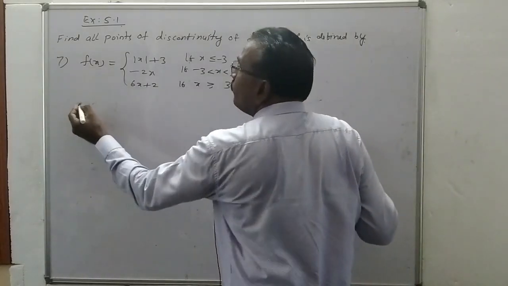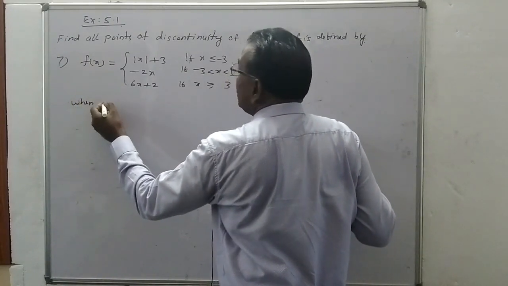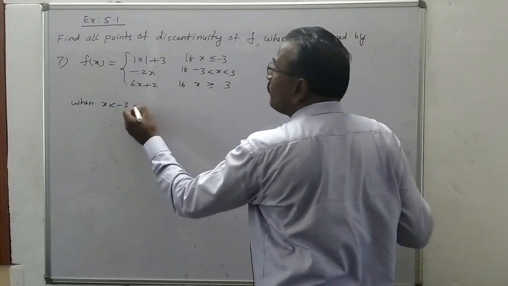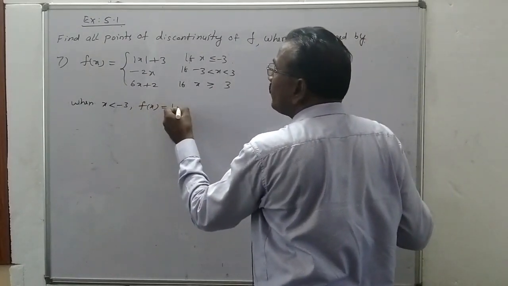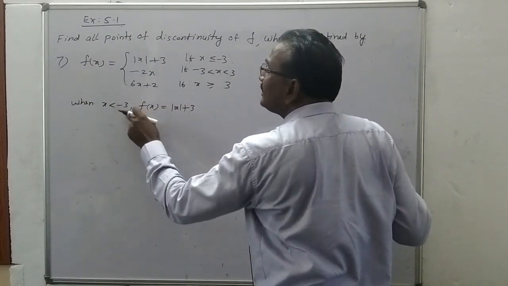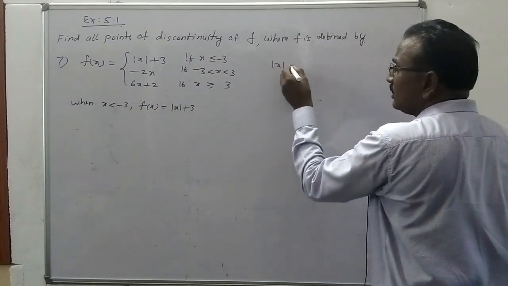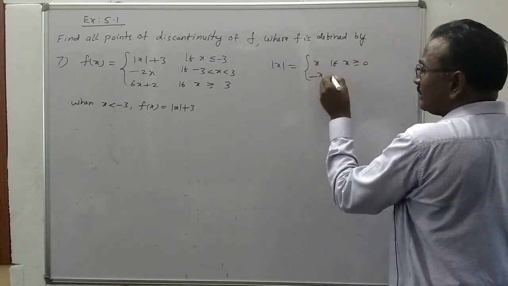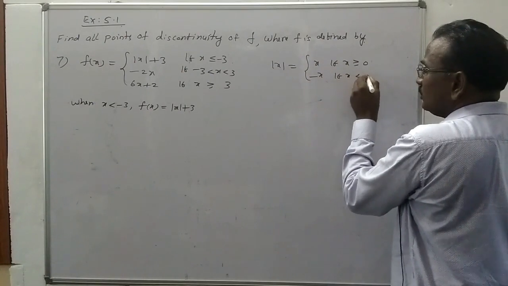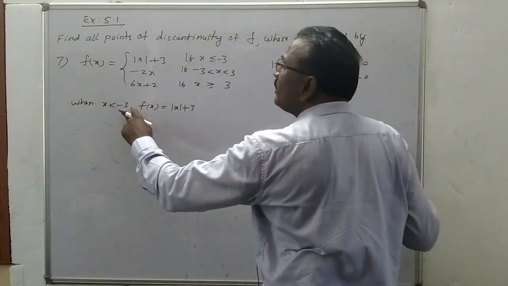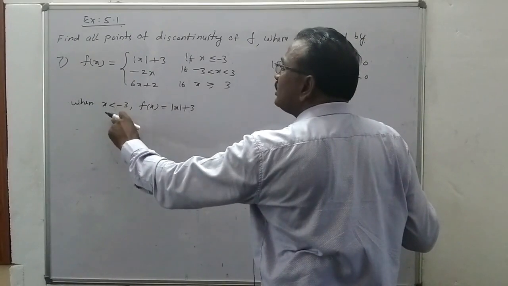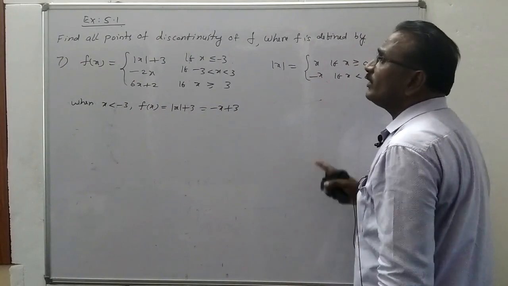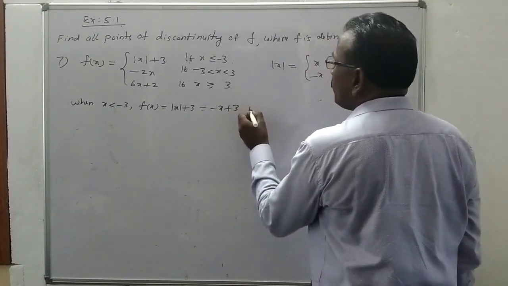Next, when x is less than minus 3, f of x is equal to modulus of x plus 3. When x is less than minus 3, what is the definition of modulus of x? Modulus of x is equal to x if x is greater than or equal to 0, minus x if x is less than 0. Here x is less than minus 3 means x value is negative. If x is negative, modulus of x is minus x, that is minus x plus 3.